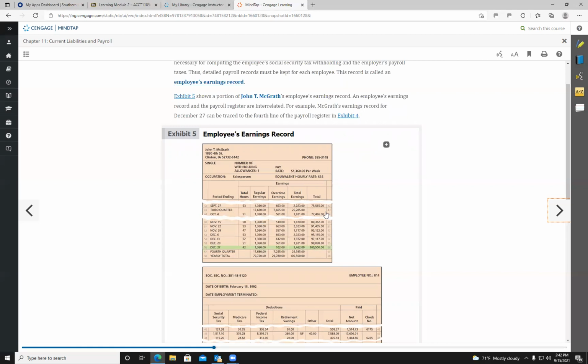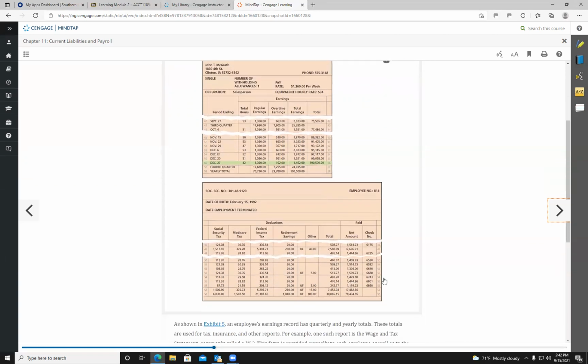So the payroll register will just show all the employees for that pay period. And an employee's earnings record is all the pay periods for that employee, if that makes sense. So the payroll register is all the employees' earnings for that pay period. All right. And the employee's earnings record is all the pay period earnings for that employee. So it's kind of like a play on words and mix up. But here's some examples of what they might look like.